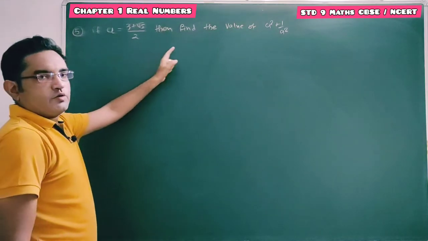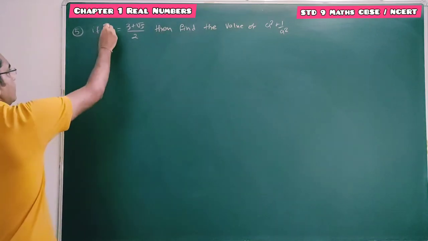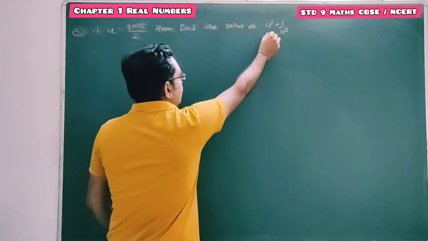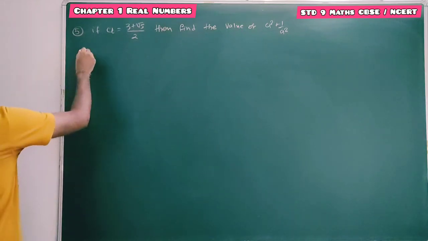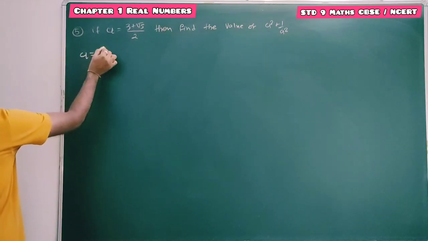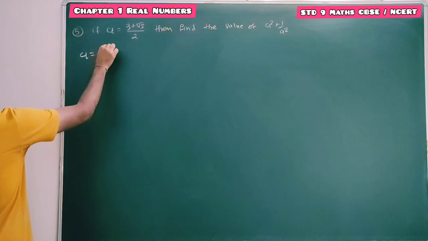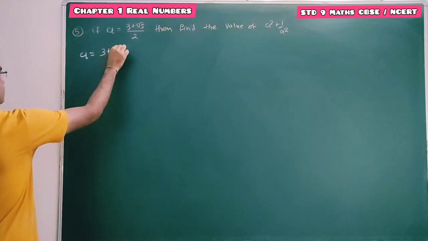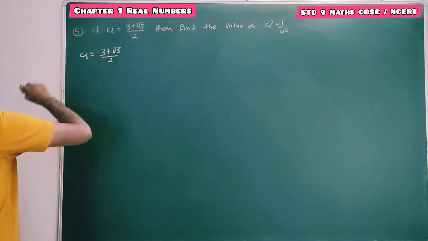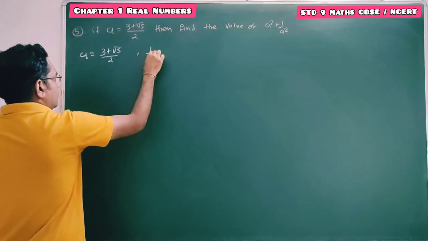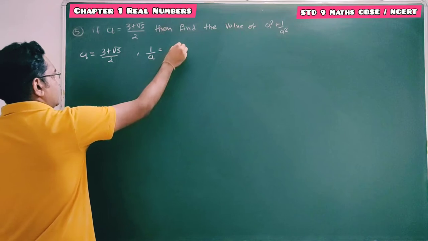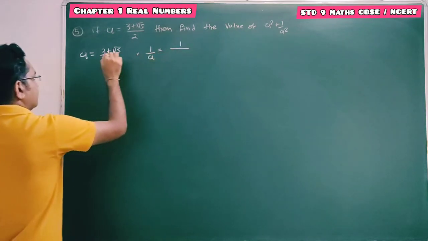In any such type of question, suppose if you are given a and we have to find a square plus 1 by a square, we have to start with a. Step by step, see how to do it. We will start with the given a. From this given a, we will try to find the value of 1 upon a. So what is 1 upon a? 1 upon a is the reciprocal of a.